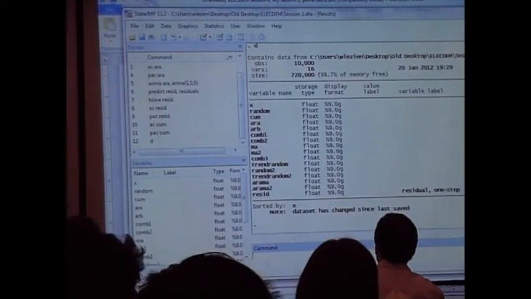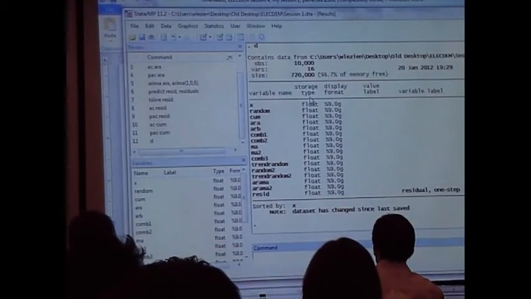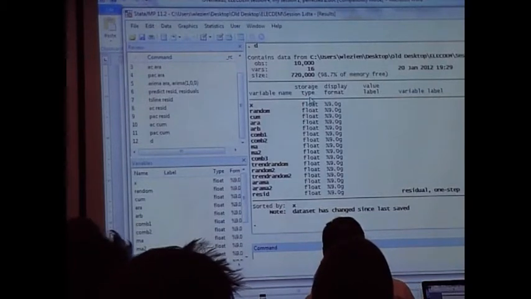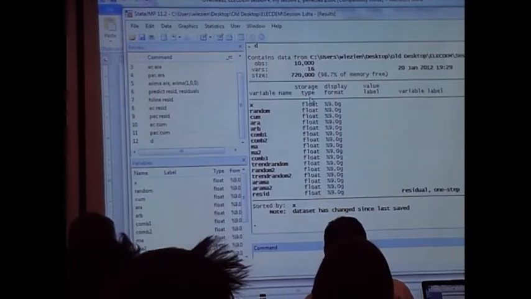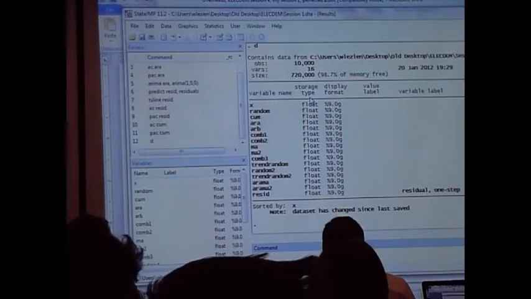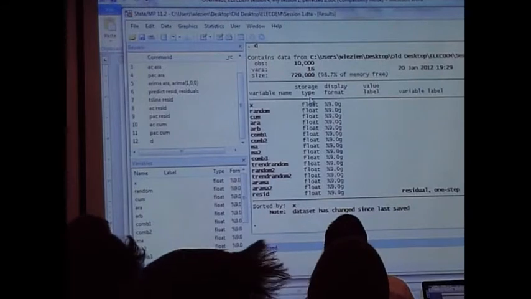So we have these variables in here. What I did is I created, we've already looked at some of these variables, I created these 10,000 observations. It's a simulation. And X is the time point, so it goes from 1 to 10,000. It's a big time series, right?